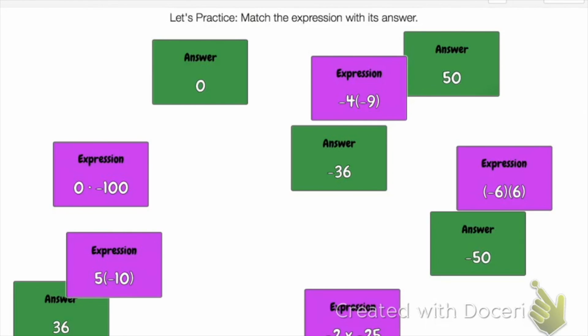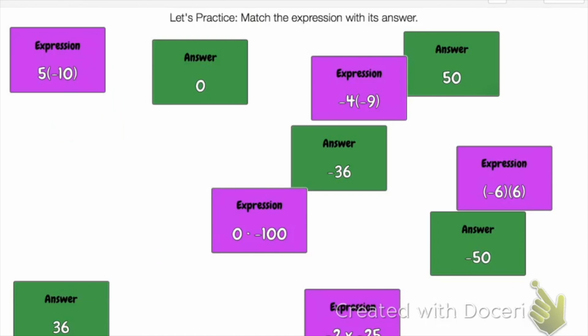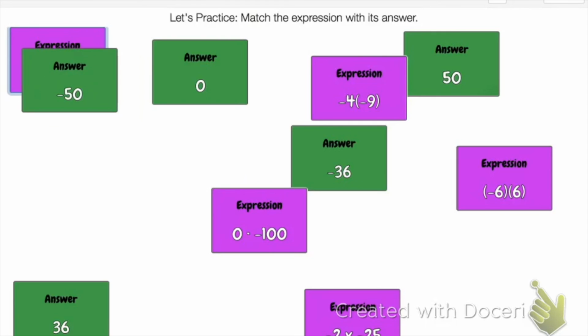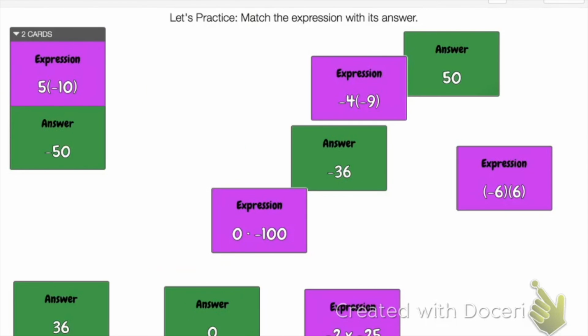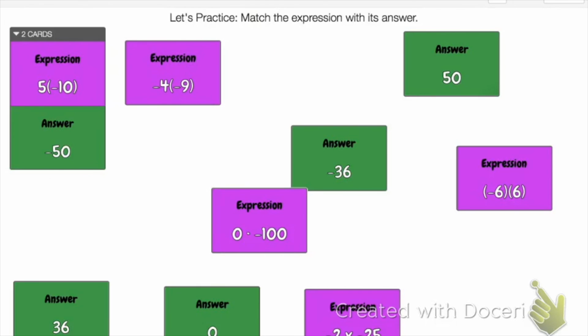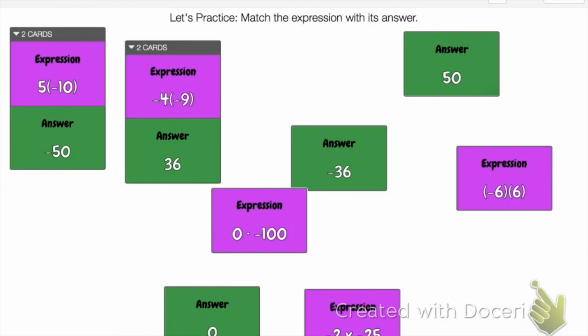Now let's practice. I have an expression, 5 times negative 10. Positive times negative, the answer will be negative 50. Negative 4 times negative 9. Negative times negative, the answer will be a positive. 4 times 9 is 36. Positive 36.